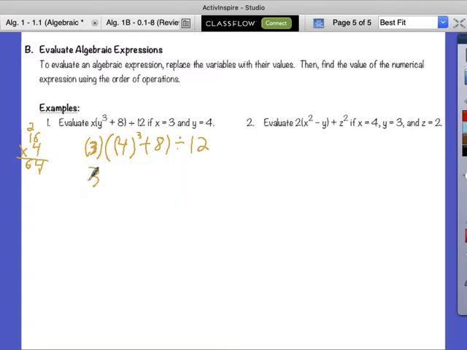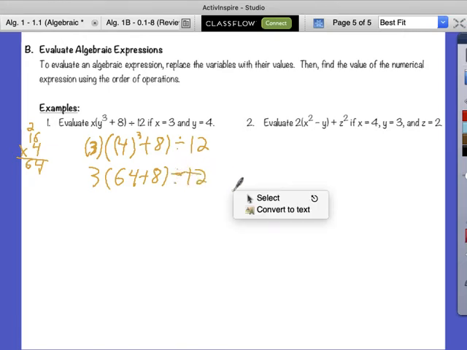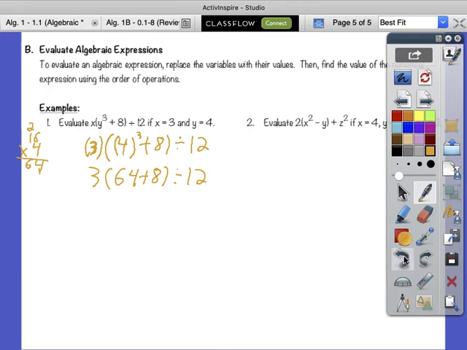And you can keep this in the parentheses, or you can drop the parentheses here because there's nothing else going on in the parentheses. 64 plus 8 divided by 12. So 3 times the quantity 64 plus 8 divided by 12. My goodness, my divided by went through the whole thing, didn't it? This thing's causing me some issues.